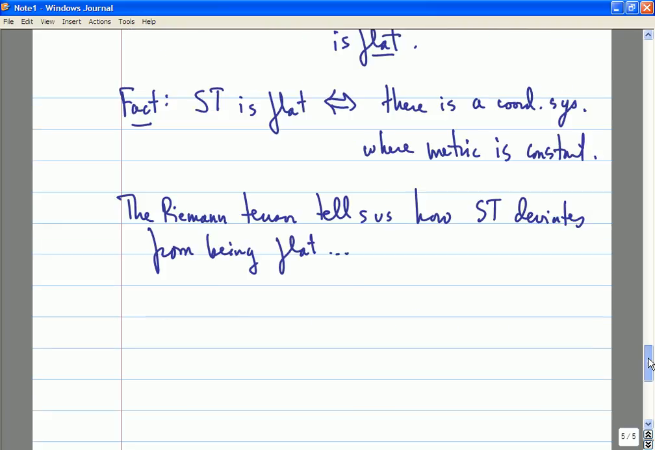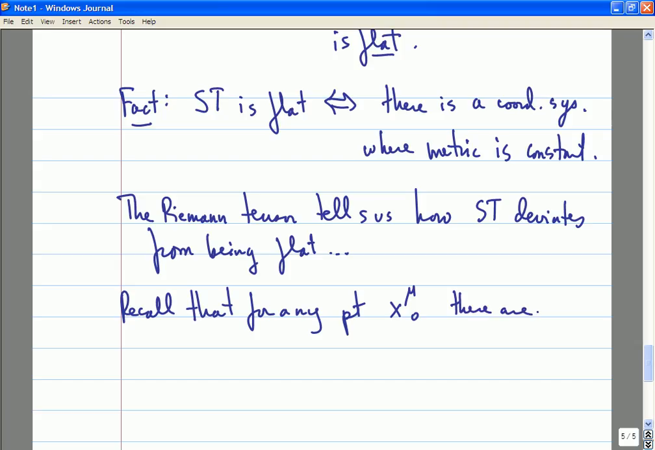So remember that for any point, say, x mu naught in spacetime, it's possible to find coordinates, let's call them x mu hat, such that the metric is equal to the Minkowski metric at the point x naught mu in those coordinates.